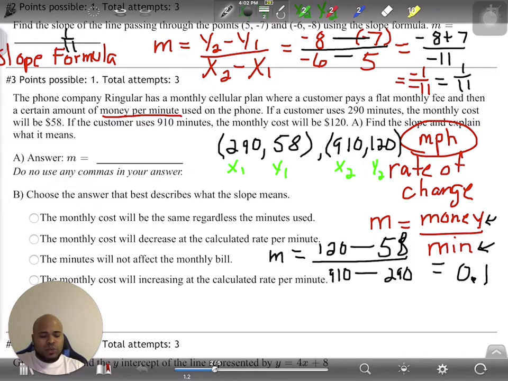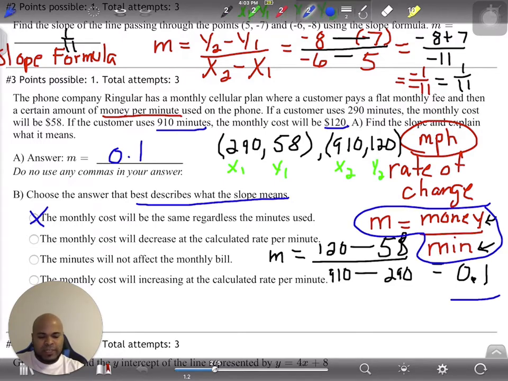The monthly cost will decrease at the calculated rate per minute. This is not true because my slope is positive, it's not negative. If it was negative 0.1, then it would decrease. But it doesn't make any sense either because when I spoke more minutes, I paid more money. The minutes will not affect the monthly bill. Well, that doesn't make any sense.